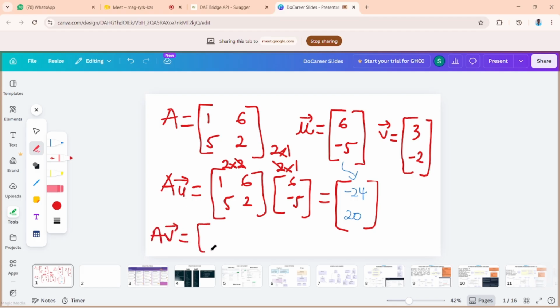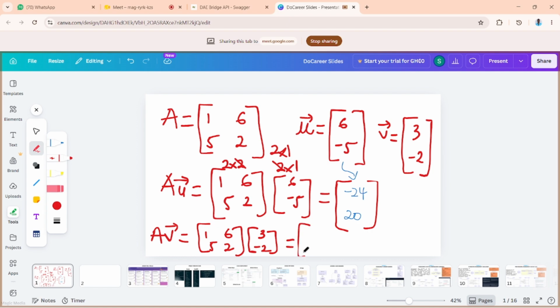So it's still 1, 6, 5. Remember the order. The matrix comes before the vector because of the position. If you switch it, it will not be the same: a 2 by 1 against a 2 by 2 will not work. Okay.